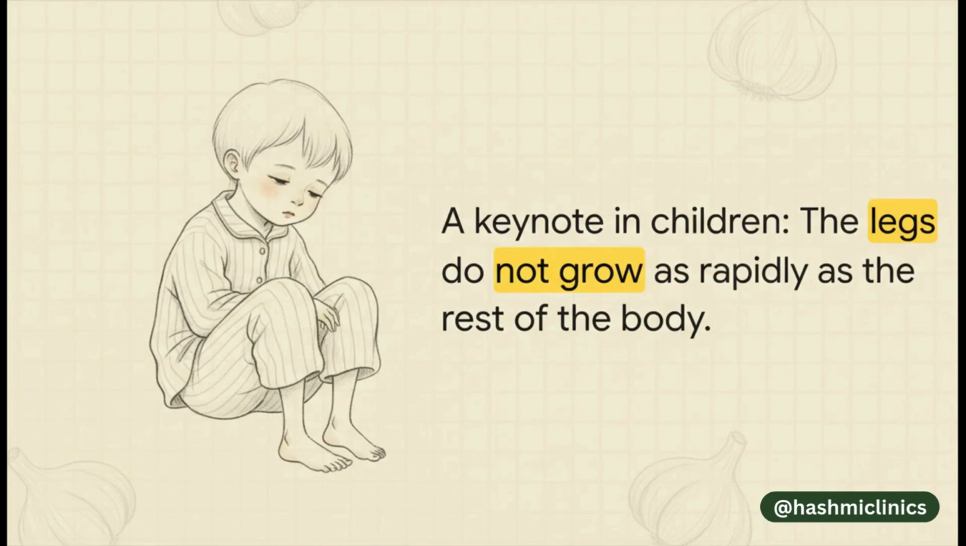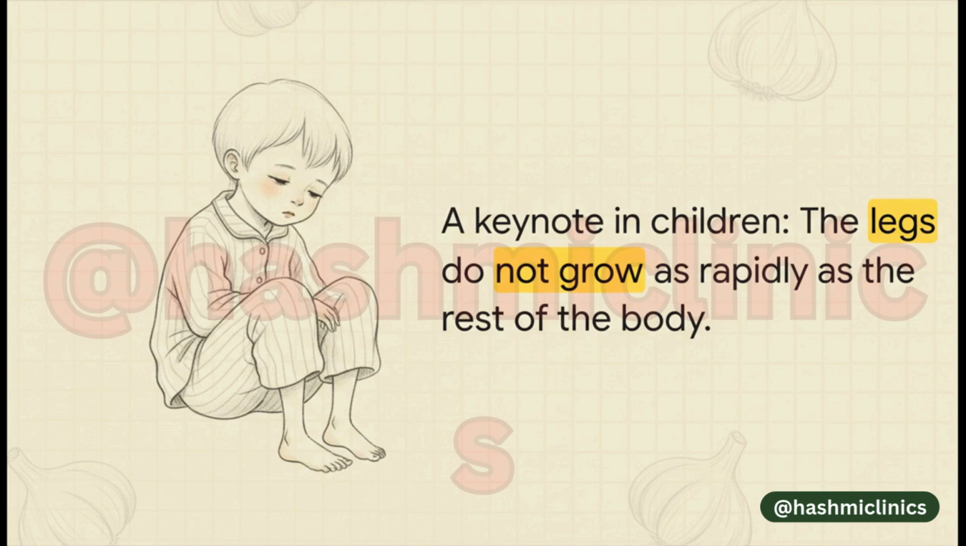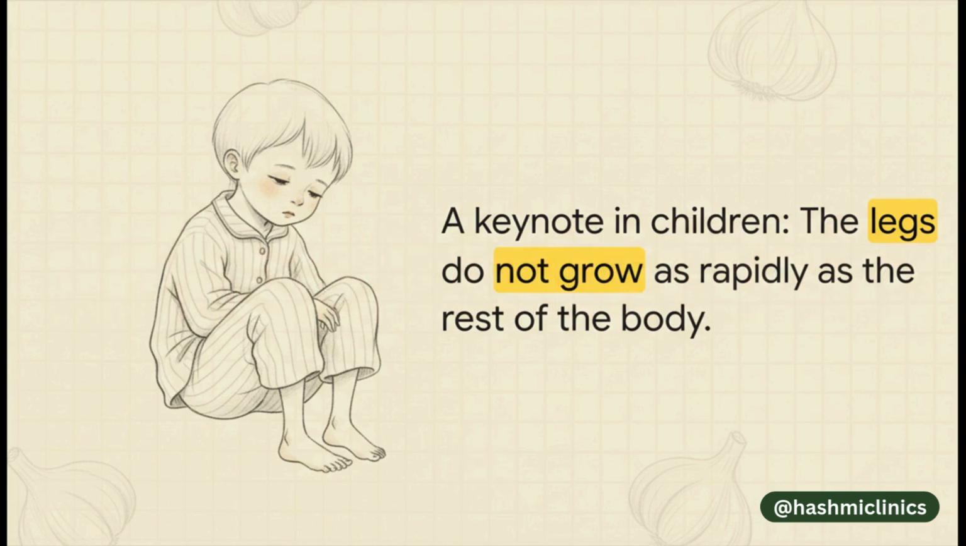And here is a really remarkable keynote in children, one that's easily missed. The legs just don't grow as rapidly as the rest of the body. This isn't just some isolated symptom. You see it in a child who is pale, maybe a bit marasmic, with sluggish bowels, and who is late in learning to walk. When this very unique developmental picture presents itself, Allium sativum is a key remedy to have in your mind.